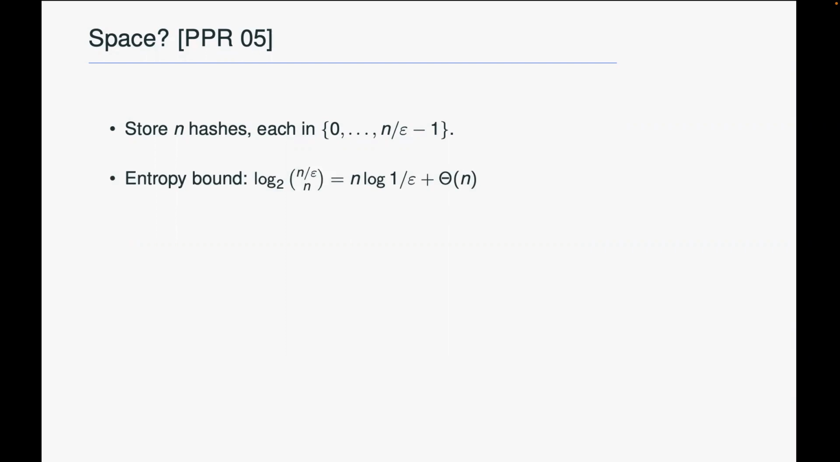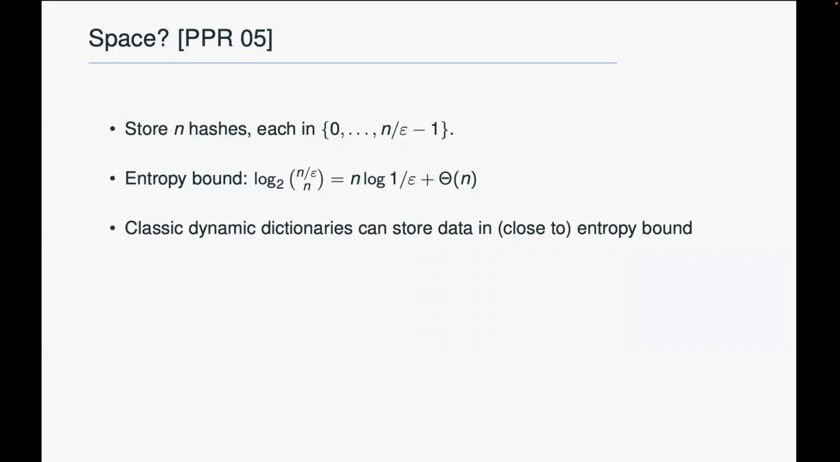And this turns out to be n log 1 over epsilon plus order n. And that second term actually is intrinsic to this n over epsilon choose n. So when I said that this is how much space we want, it's basically right away from this entropy bound. So I want to store these n hashes in space close to this entropy bound while still allowing fast lookups. So you can do this.